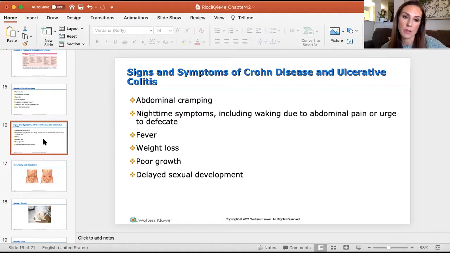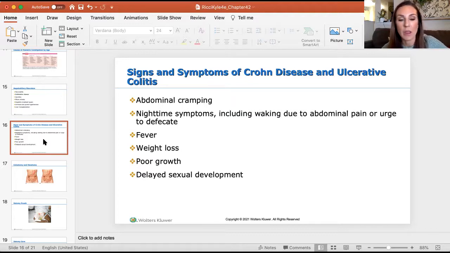That's when they're going to notice these symptoms more. So they'll be waking up more frequently. They'll have severe abdominal pain. They may feel like they need to go to the bathroom, but they just can't for whatever reason. Remember, ulcerative colitis is inflammation of the colon.